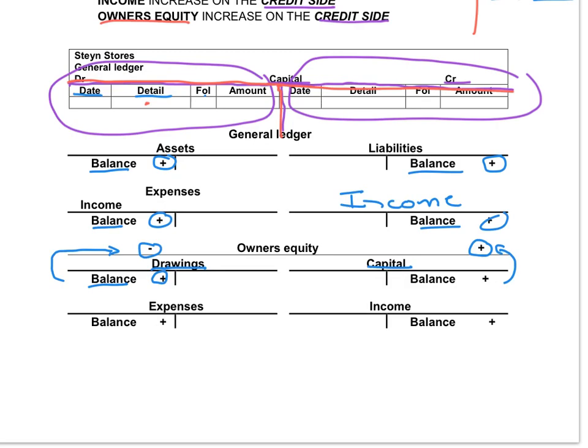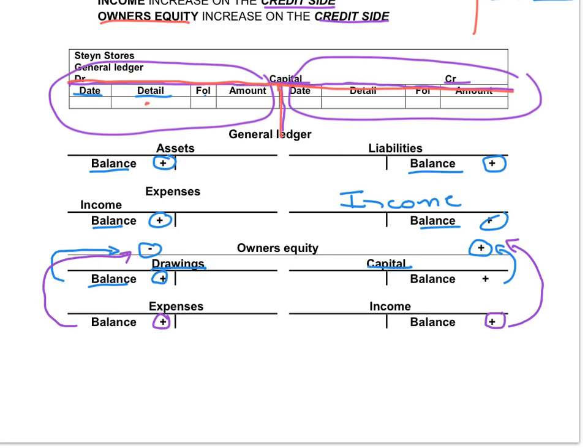The whole purpose of a business is to make a profit. So every time when income is received, income will increase on the credit side. And when we receive income, the profit will increase, so the owner will get more profit, so owner's equity will increase. Expenses increase on the debit side in the ledger accounts, and when we pay expenses, the profits decrease, and therefore the owner will get less profit and the owner's equity will decrease.